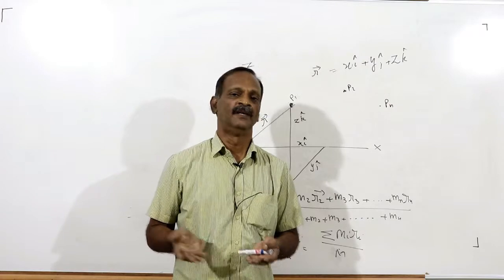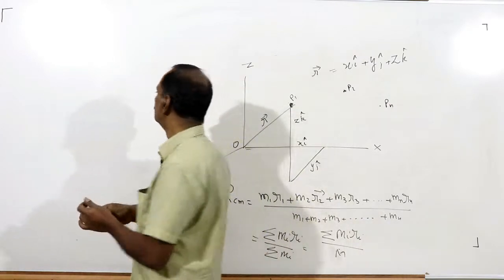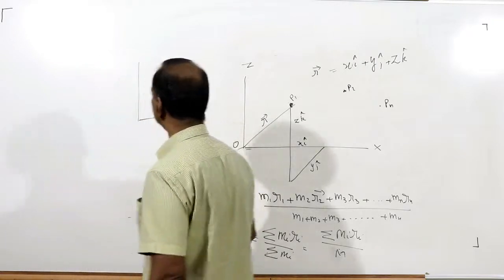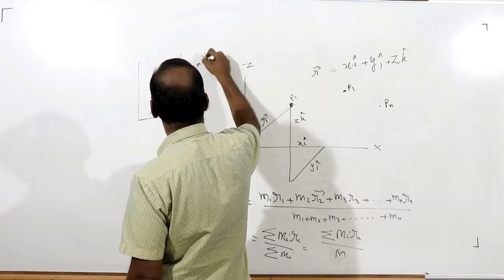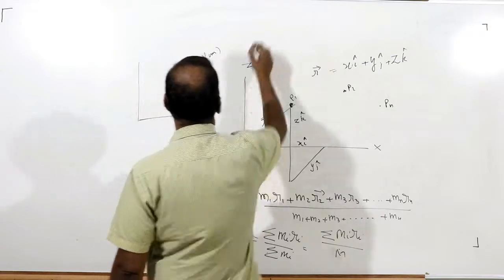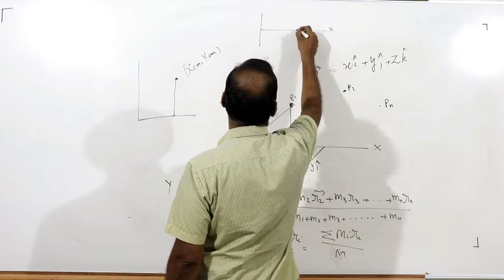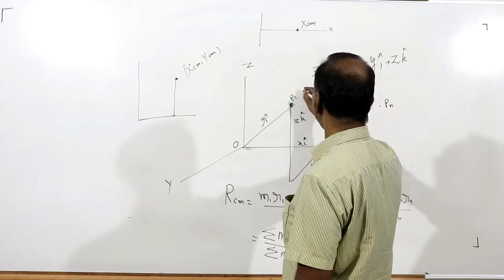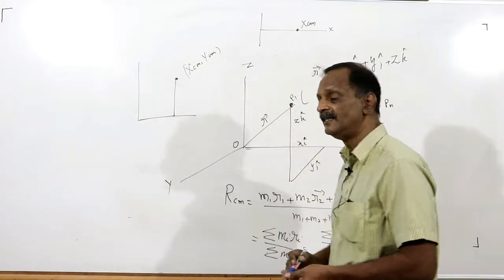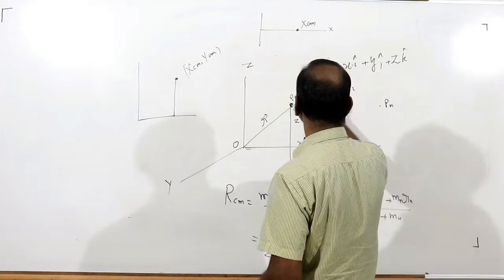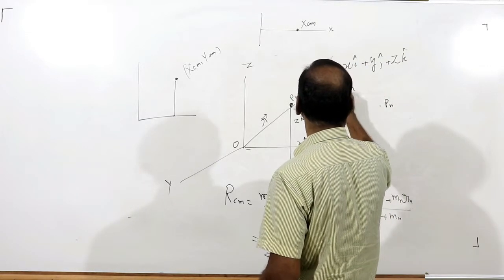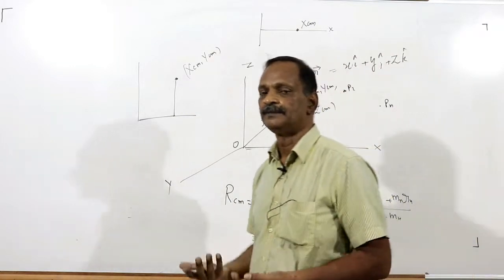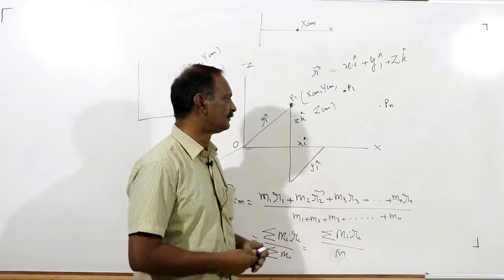In space, in a plane, suppose you take a plane and a particle is located in it, it will have an x coordinate and a y coordinate. In that case, it will have xcm, ycm. If it is located on any one axis, say the x-axis, it will have only xcm. If it is located in space, meaning three dimensions, it will have all three: xcm, ycm, zcm. So this is the expression for the center of mass.